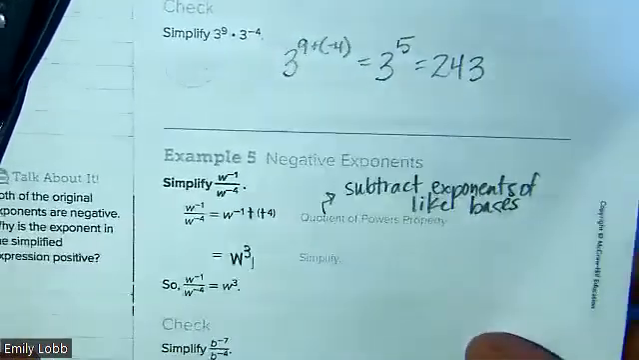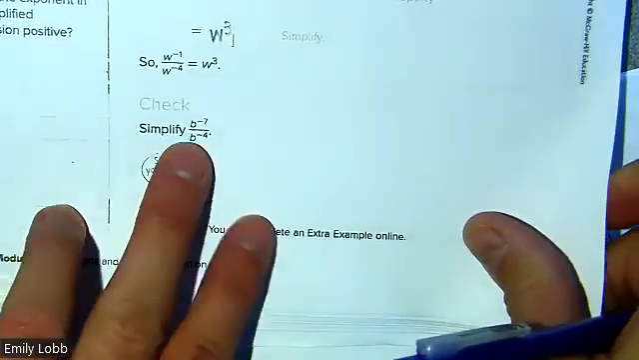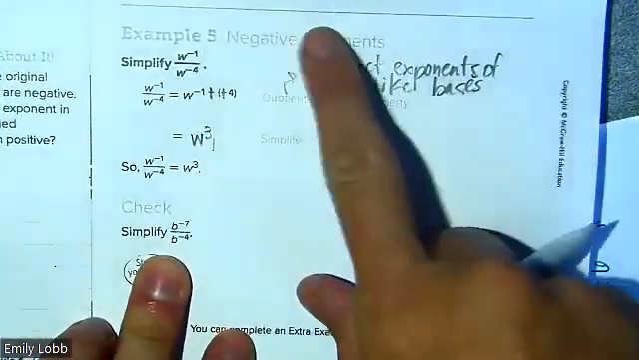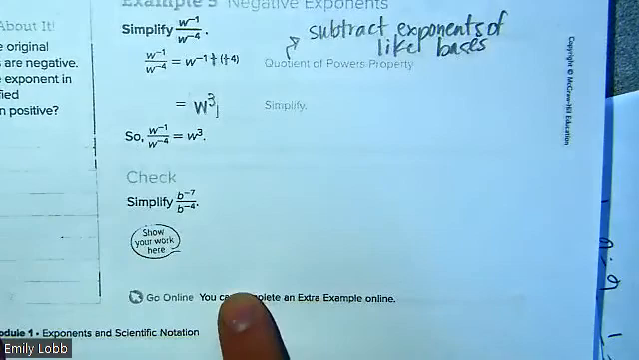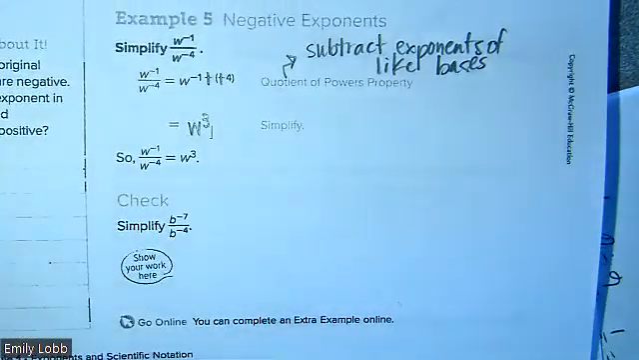All right, so check. Our quotient rule means we're going to subtract exponents of like bases. So try that check. What are you going to do?